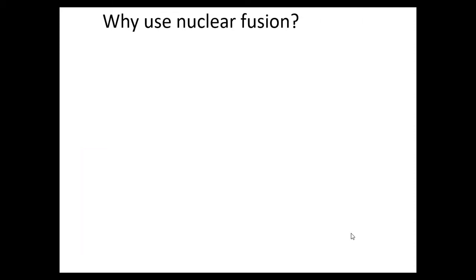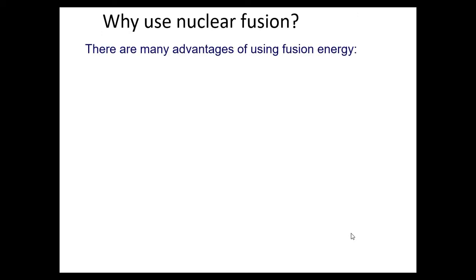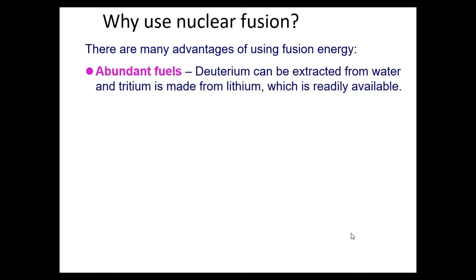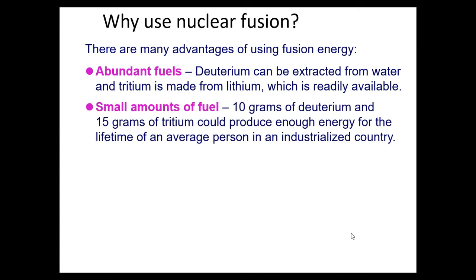Okay, so why is nuclear fusion so highly desired by scientists as a possible option for us to solve our energy crisis on Earth? Let's go through some advantages. Firstly, we've got abundant fuels that we can use for a fusion reactor. We can get deuterium from water, got lots of water lying around, and tritium can be made from lithium, and we also have a large supply of lithium on the planet as well.